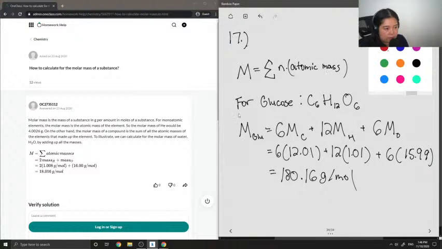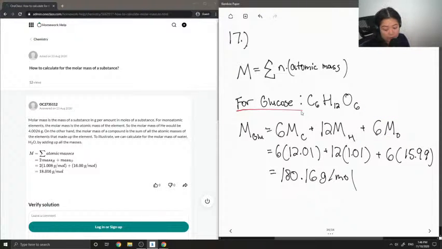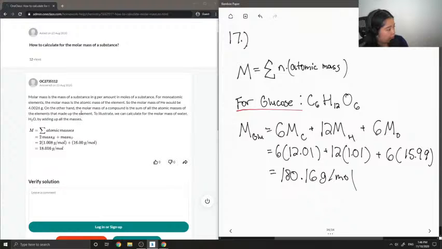So let's see the answer from our junior tutor. Molar mass is the mass of a substance in grams per amount in moles of a substance. For monoatomic elements, the molar mass is the atomic mass of the element. So the molar mass of helium would be 4.0026. On the other hand, the molar mass of a compound is the sum of all the atomic masses of the elements that made up the compound.